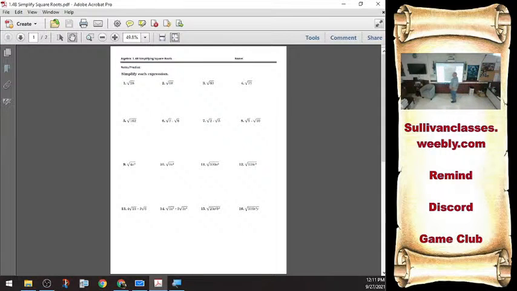So, we did some stuff about square roots in packet section 1.4, and I think most of you thought it was fairly easy, right? As long as you got your perfect square list, you were good. But what happens when they're not perfect squares? And that's what this is. So it's a separate handout.